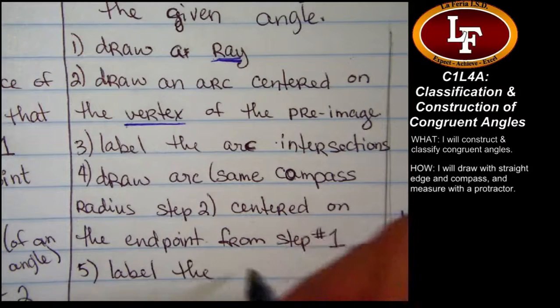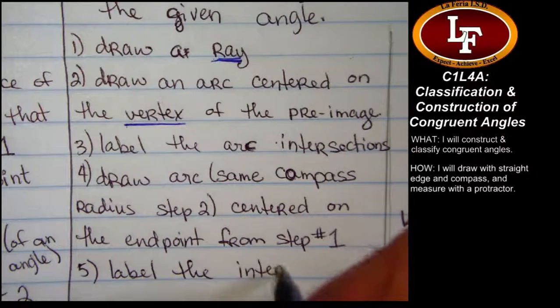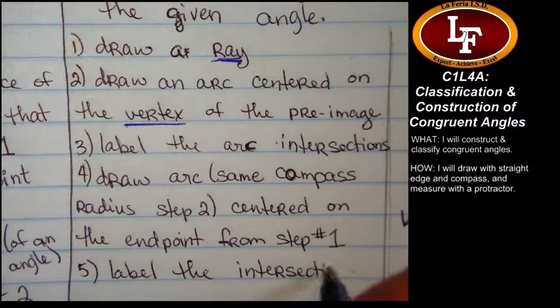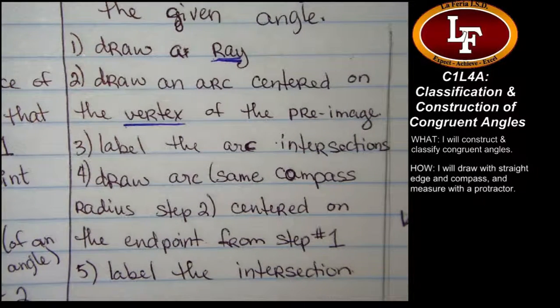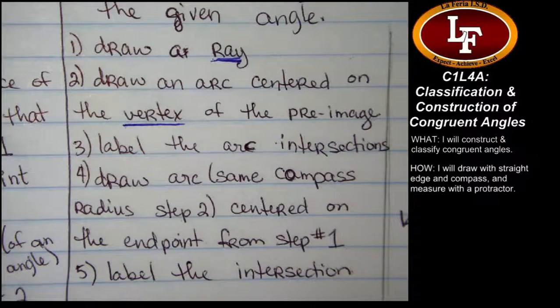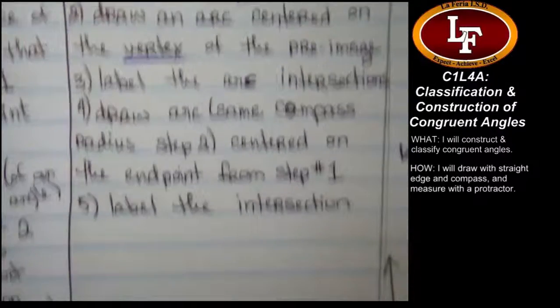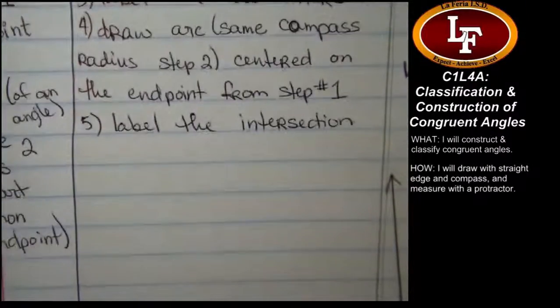Label the intersection. Can I have a label? Z. I know you didn't see it, but I went and I labeled that intersection. I see some people straining with their necks, so I'm going to go ahead and scoot this up.